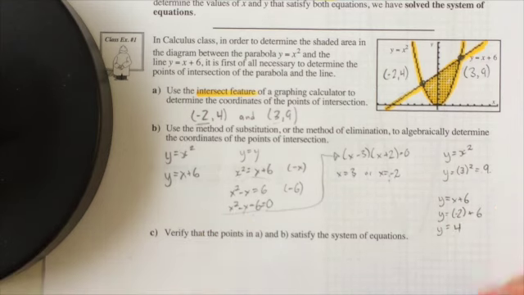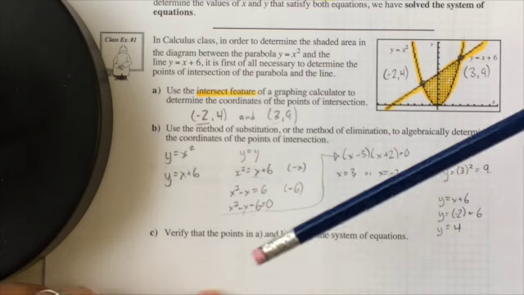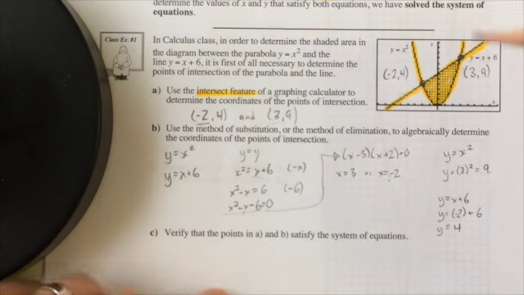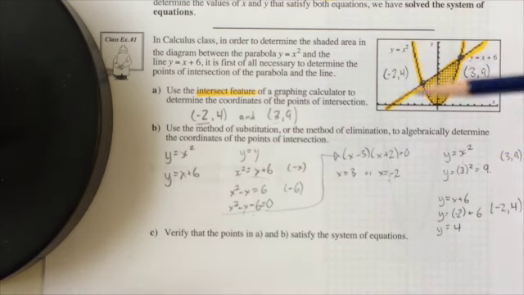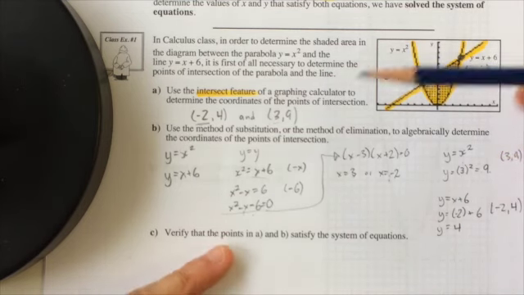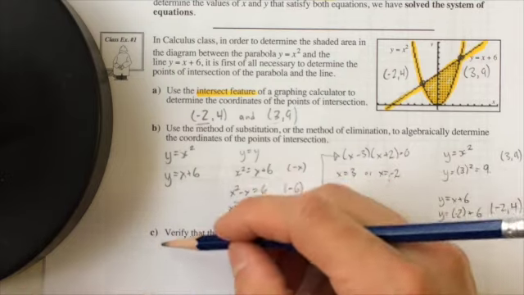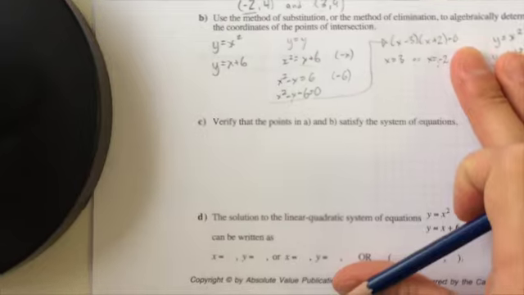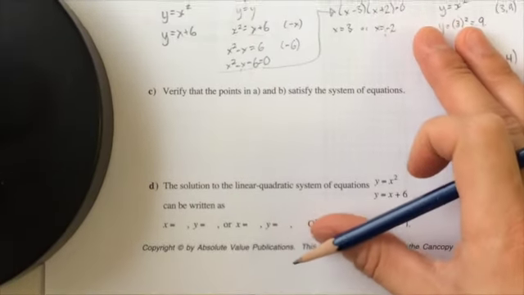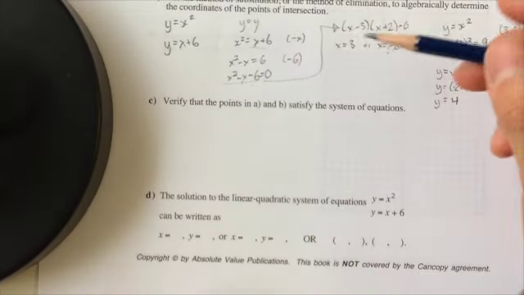Okay? So the next thing we want to do is verify that these points in our systems are correct. So I was told that I had the points 3 and 9 here, and negative 2 and 4. Now verify that these points are correct. You can do this verification process by yourself. All you're really doing is plugging them back into your system of equations and making sure that it works for both equations.